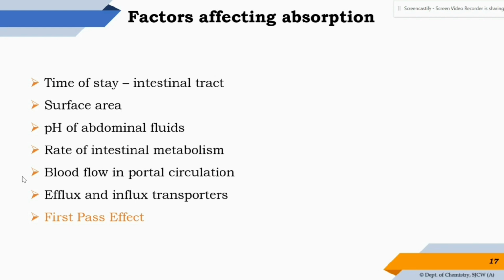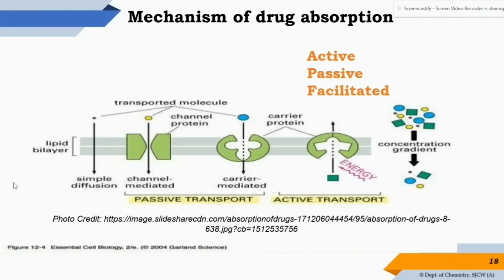So all these factors, time of stay, surface area, pH of abdominal fluids, rate of intestinal metabolism, blood flow, efflux, influx, and first pass effect, all these factors control the rate of absorption of the drug into the portal circulation. We can see here different modes of absorption: active, passive, and facilitated.